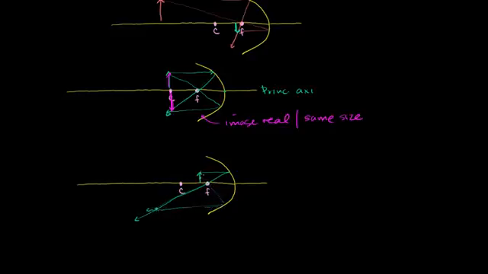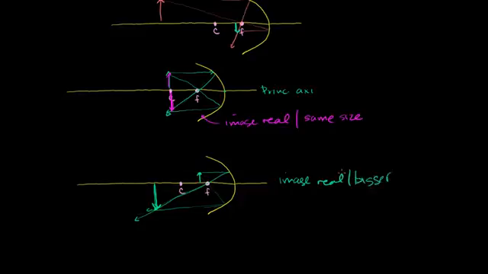At least for the light that comes from that tip, they will reconverge at that tip. And if you did it for every point on this arrow, the image would be an inverted arrow that is bigger than the original. It's almost the opposite of the first example that we showed. And so now the image is bigger than the original. So the image is real, and it is bigger.